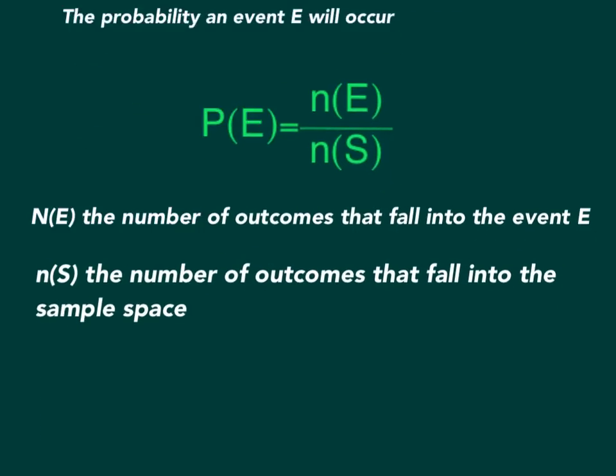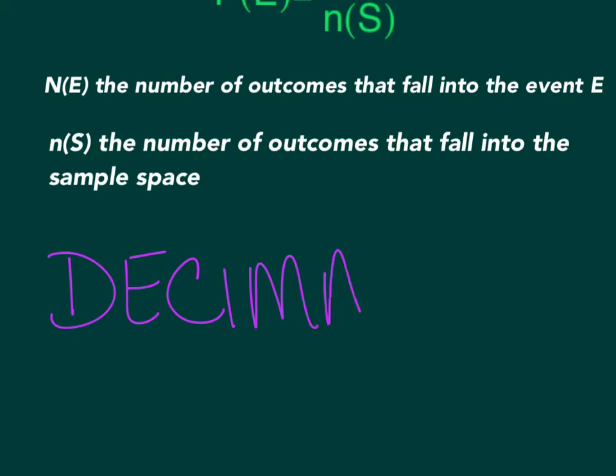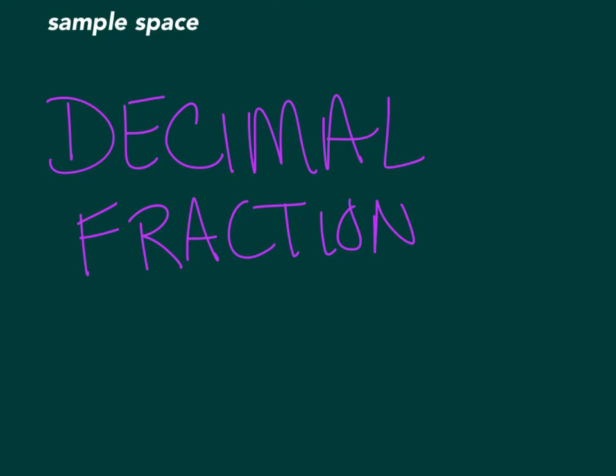Now, I just want to remind you that probability can be written three ways. So let's be very clear. We can write it as a decimal, a fraction, or thirdly, as a percent.